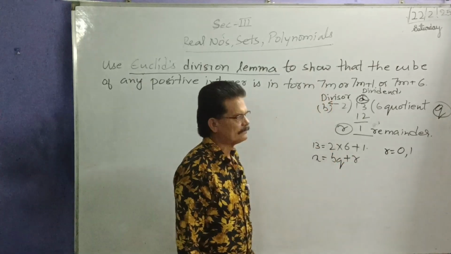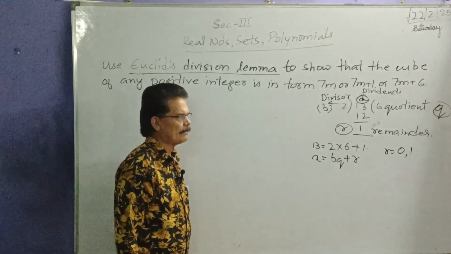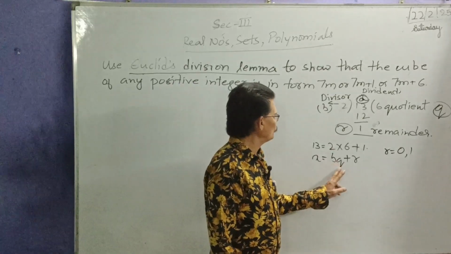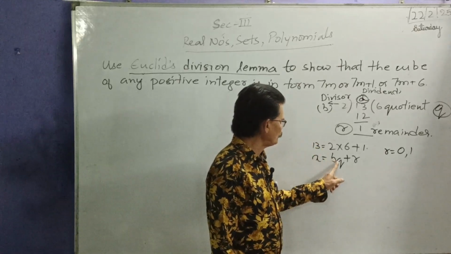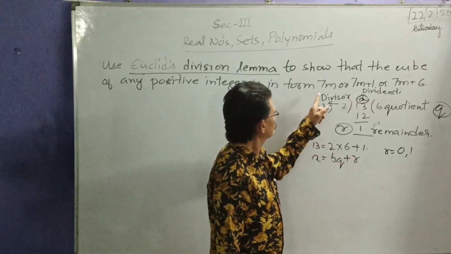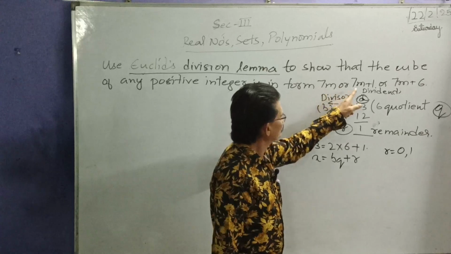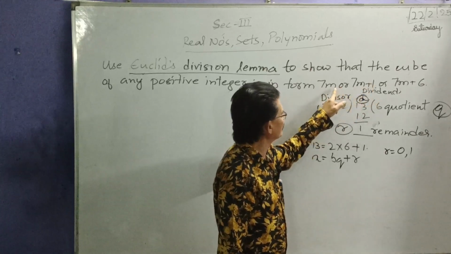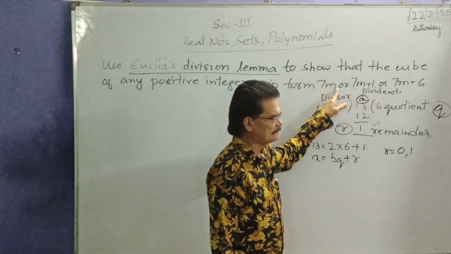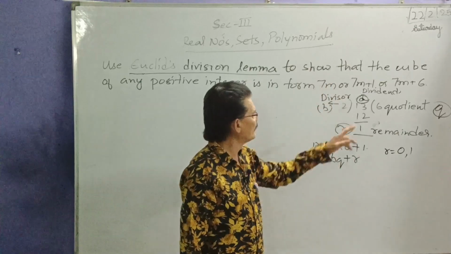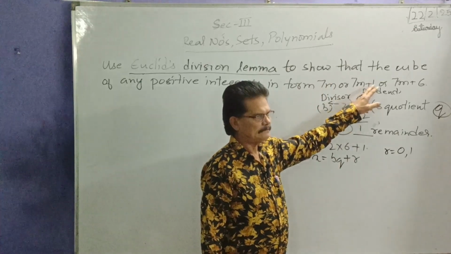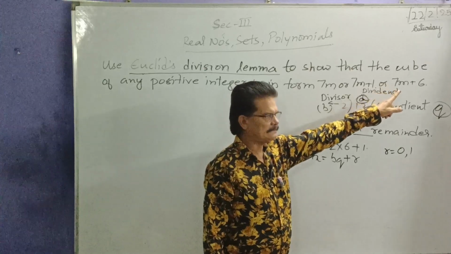So we are knowing b. Q is how much? m. a is equal to bq plus r. Here r is 0, so 7m plus 0 becomes 7m. Here r is 1. There r is 6.